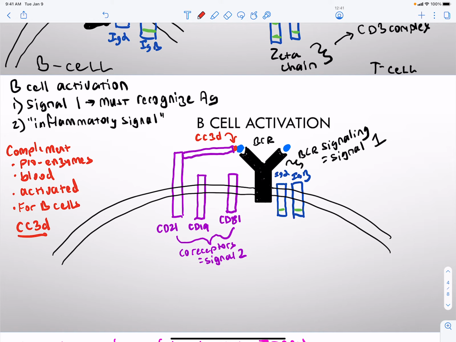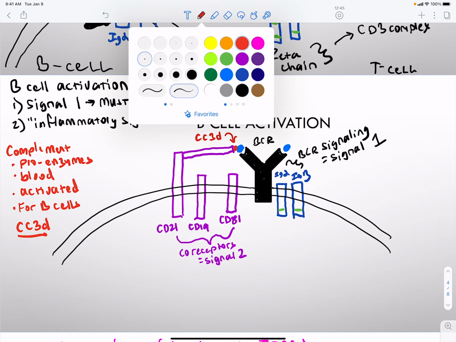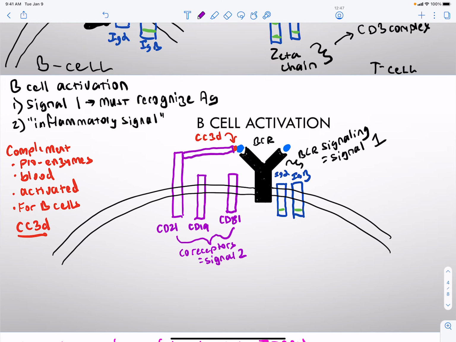And by binding to that blue ball, the complement will trigger a response in this co-receptor because CD21 is complement receptor 2. Okay, so complement receptor 2 is on the surface of your B cells. It binds to the complement component C3d, and that sends signal 2. So this is signal 2.